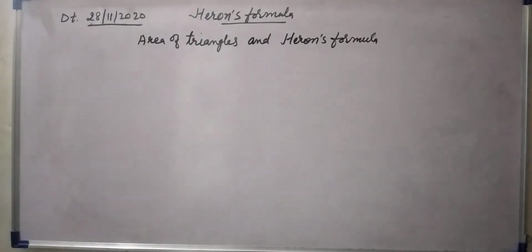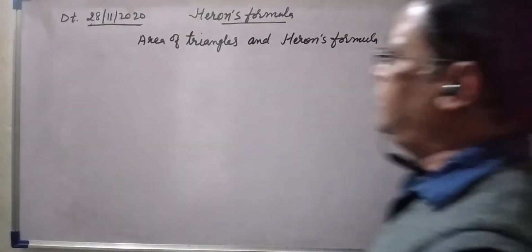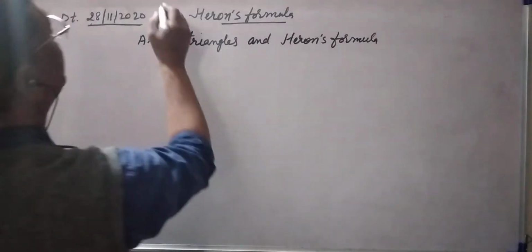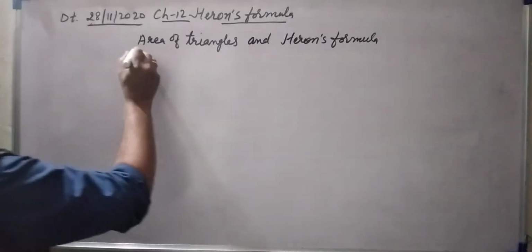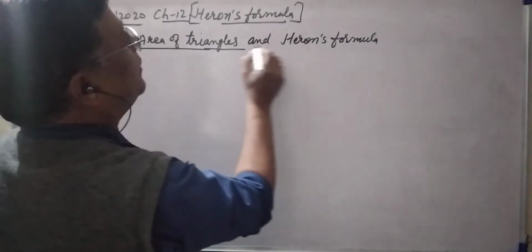Children, today we will take another chapter, chapter number 12, Heron's formula. In this segment we will break down the area of a triangle and Heron's formula. So first of all, the triangle.